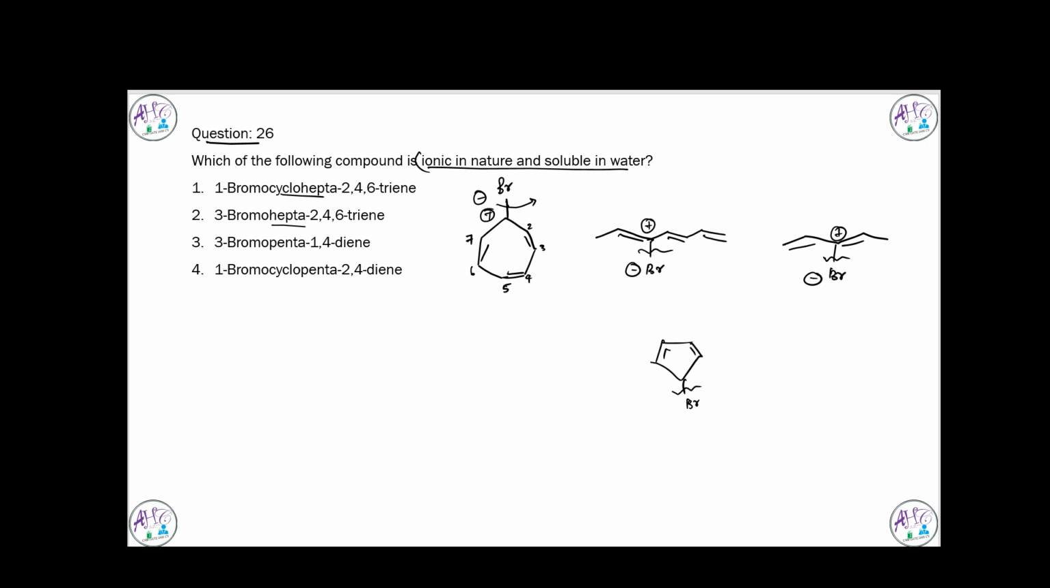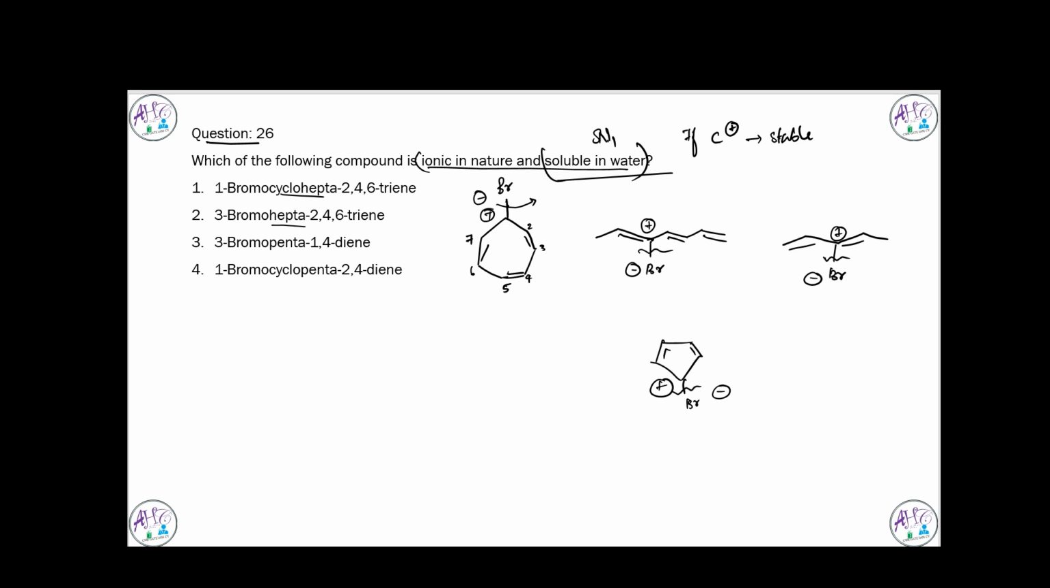But then here comes the very important question: soluble in water. How can we say a compound is soluble in water? It depends on your SN1, which is solvolysis. If your carbocation is stable, then that is water soluble. So we need to find which carbocation is more stable in nature.